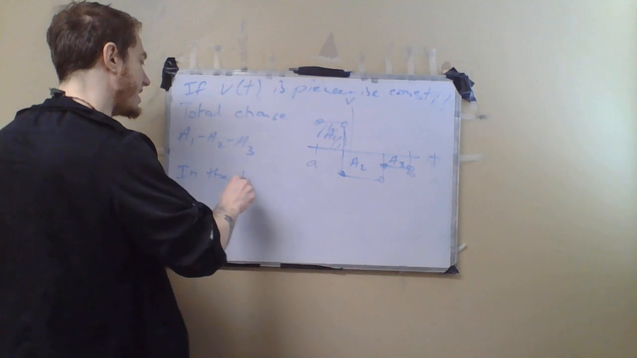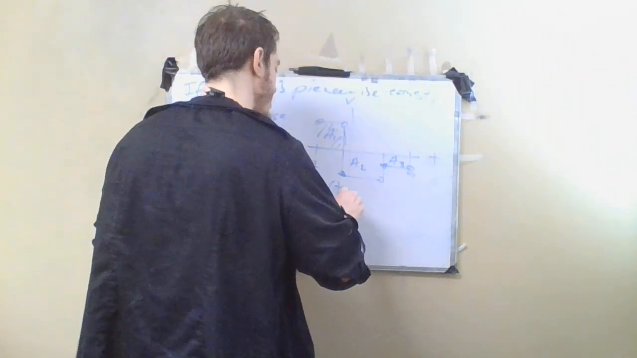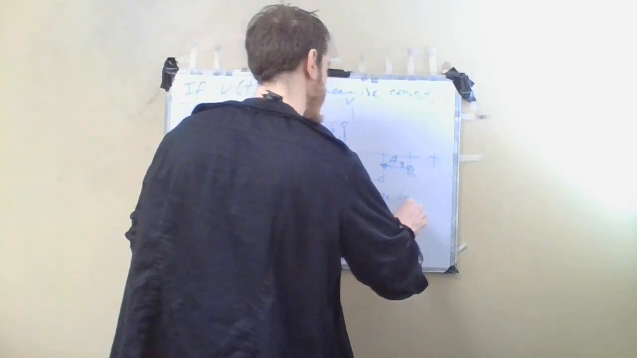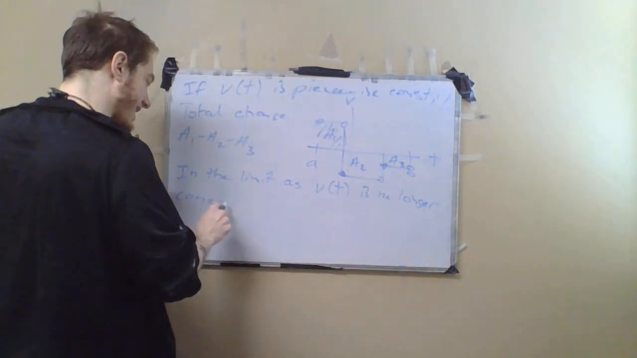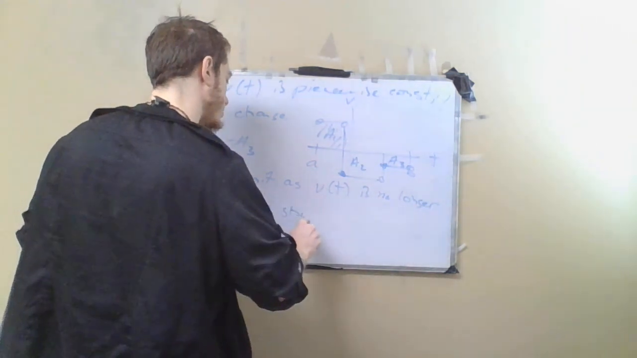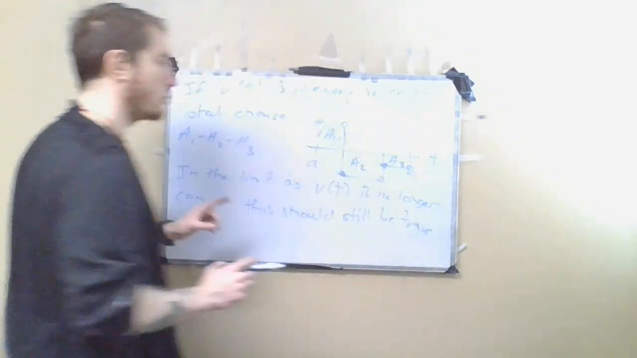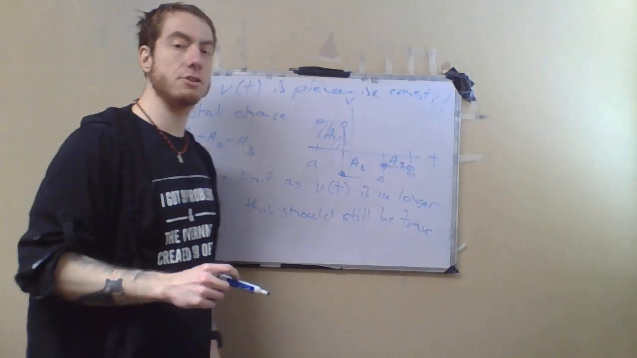So in the limit, as v of t is no longer constant, and I will say what I mean by that in just a moment, this should still be true. So what do I mean by the limit as v of t is no longer constant?